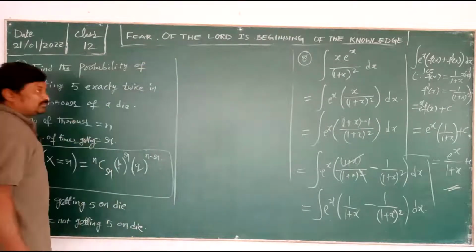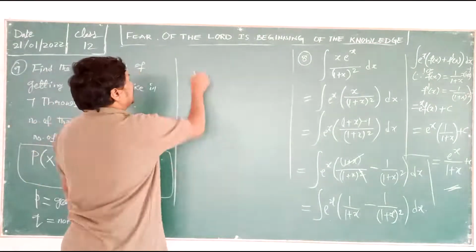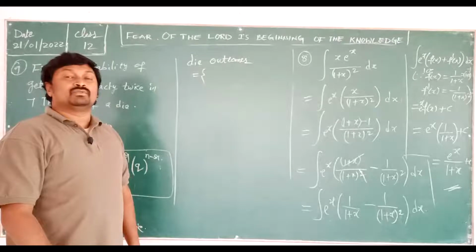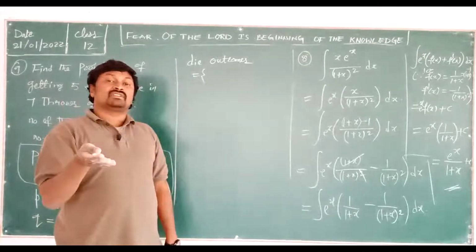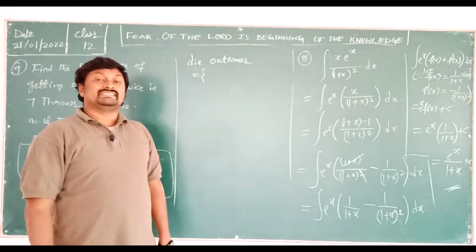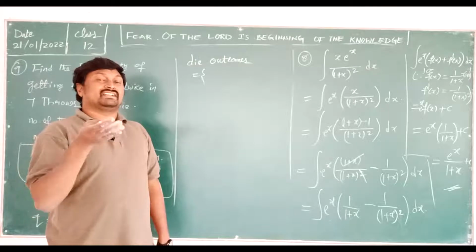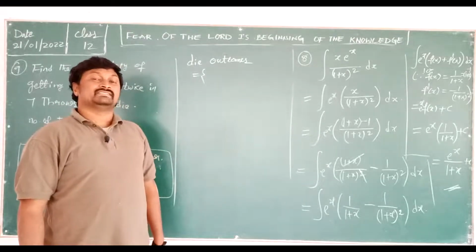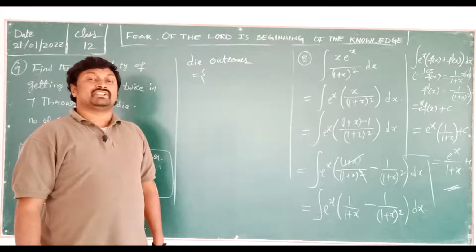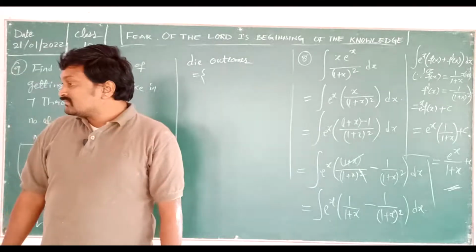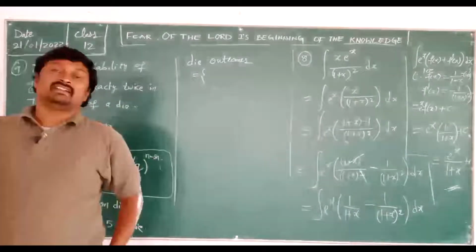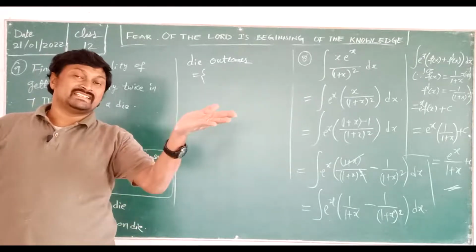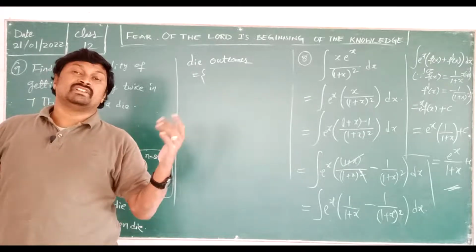Now first tell me what are the outcomes of a die? Type in the die outcomes. If you have a die, how many outcomes are there? What are those? Can anyone tell? I hope everyone played the snake and ladder game, right? So from that, can anyone type how many outcomes are possible for a die? Firstly type so that I get to know whether you know or not. Garima and Vinod, I hope you all played with the dice in snake and ladder, right? When you roll a die, what are the possible outcomes?